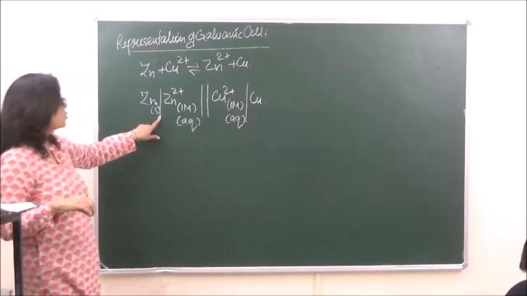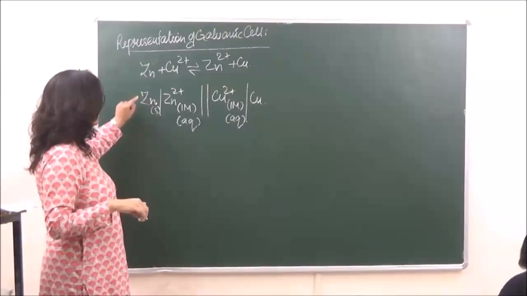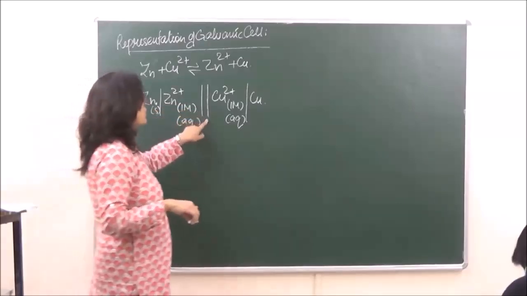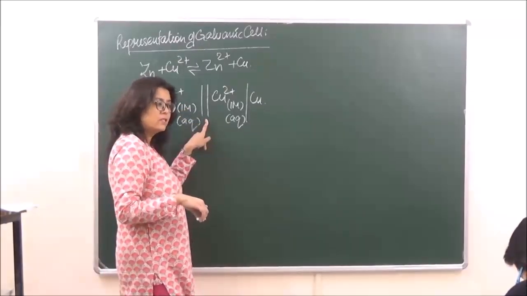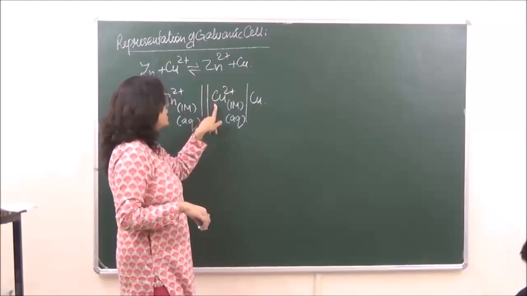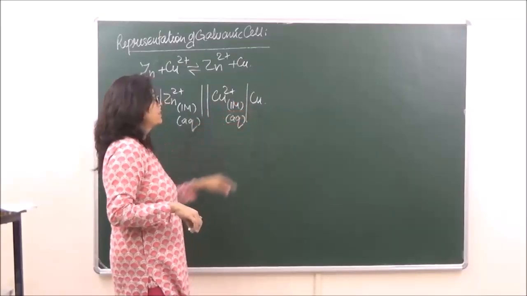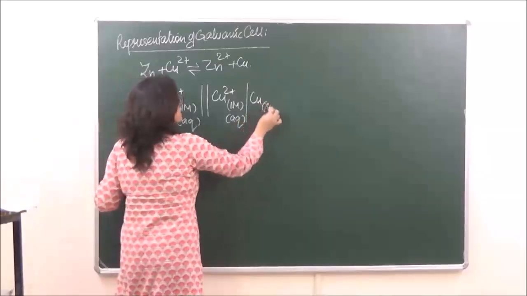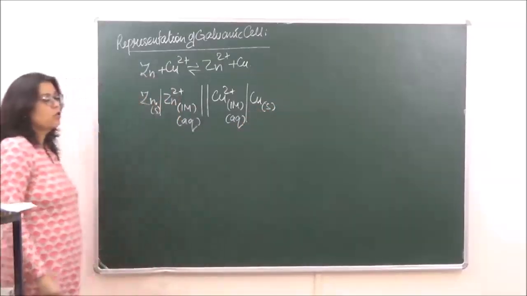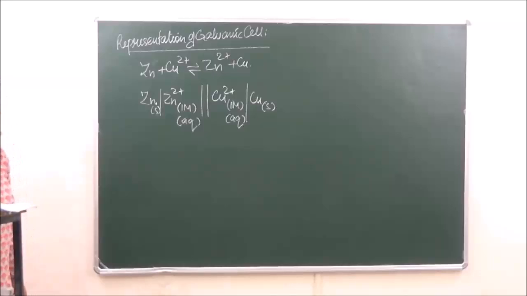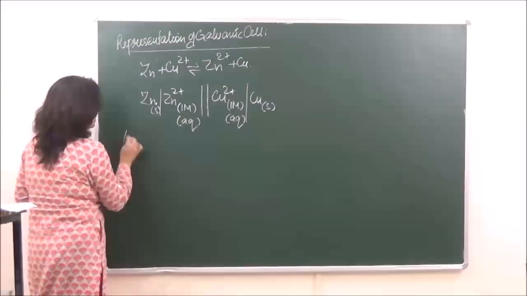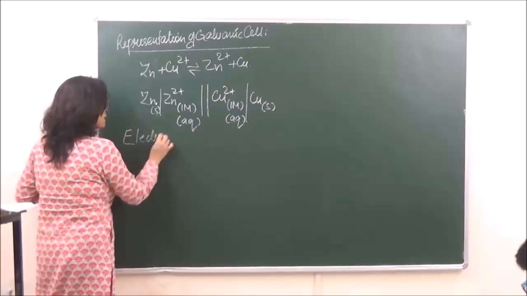So this is how we are going to represent a Daniell cell. The single slash over here means that we are converting Zn to Zn2+, and the double slash over here means that it is representing a salt bridge. Then again the single slash over here represents that Cu2+ is being converted to copper. Now copper again over here is solid, so we can also put S in brackets. Is it clear?